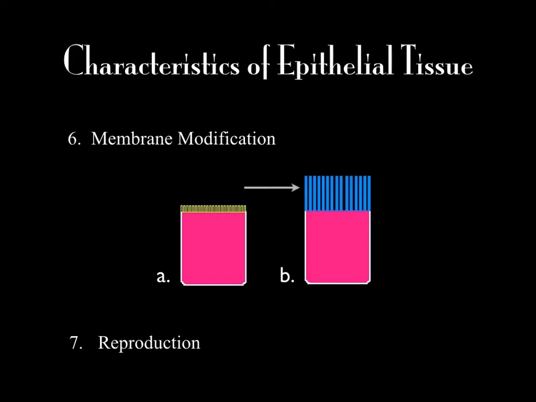The final characteristic of epithelial tissue is reproduction. These tissues are able to reproduce themselves. Now, this is obviously a very important function. If, for example, you consider your skin, what happens with your skin is that dead cells are constantly wearing away, so we have to constantly replace those cells as they're lost. And this reproductive function of epithelial tissue is, of course, very important.